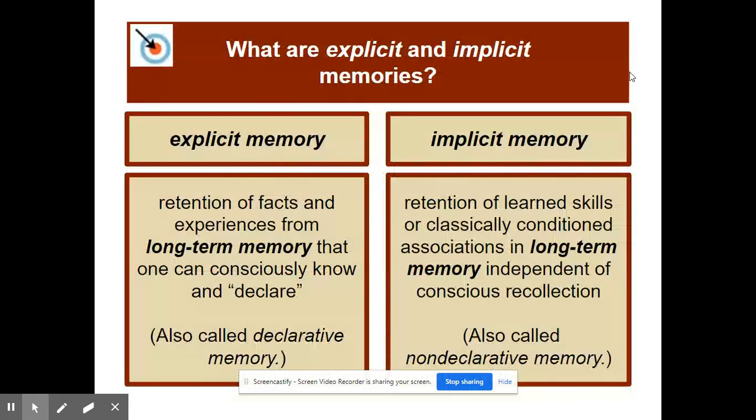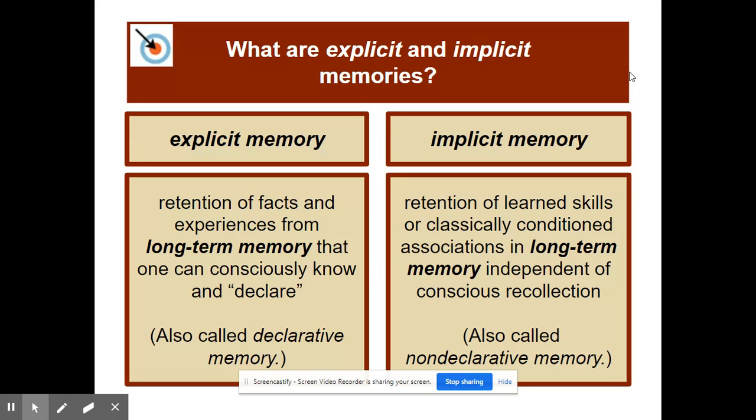Let's take a look at explicit and implicit memory. Implicit memory is something we're not aware that we learned. It is basically general information. Things like the presidents of the United States or the alphabet. Nobody really can remember the day that you learned that information, but you learned it. All right. So it deals with our long term memory independent of our conscious recollection.